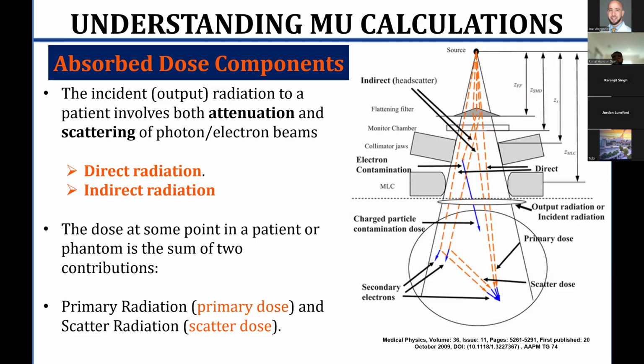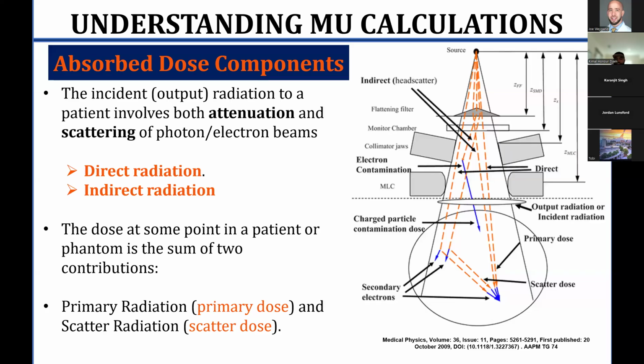Together, all these components, direct radiation, indirect radiation, often called head scatter, and electron contamination, contribute what we call the radiation output, which is essentially the radiation reaching the patient. From the patient's perspective, this is what we call the incident radiation, and it determines the actual dose delivered at the point of concern.